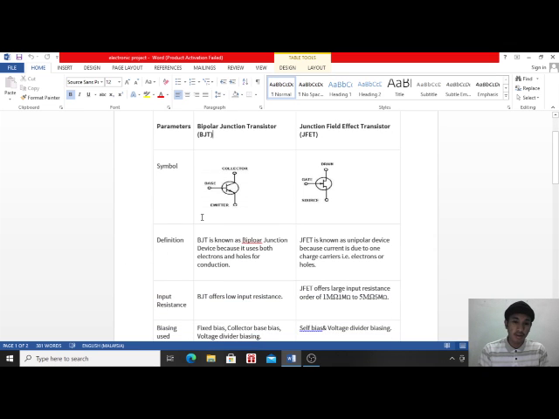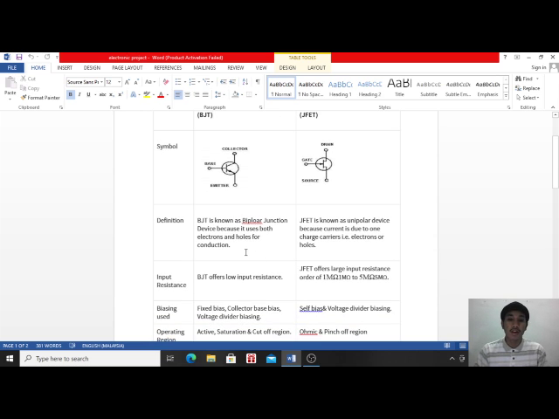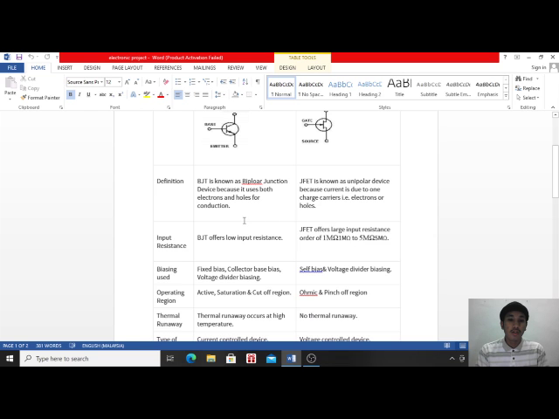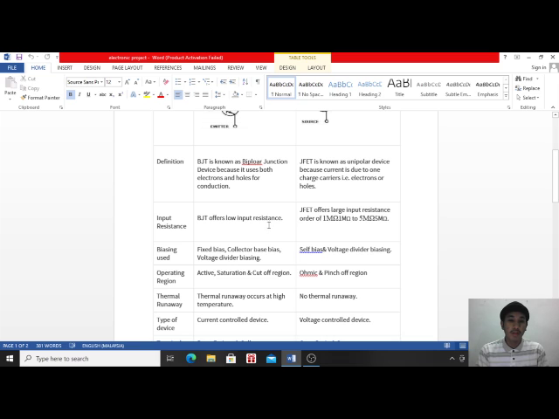So next is definition. What is BJT? BJT is known as a bipolar junction device because it uses both electrons and holes for conduction. And the definition for JFET is unipolar device because current is due to one charge carrier, either electrons or holes. Okay, next for the input resistance, BJT offers low input resistance while JFETs offer large input resistance, in the order of 1 mega ohm to 5 mega ohm.